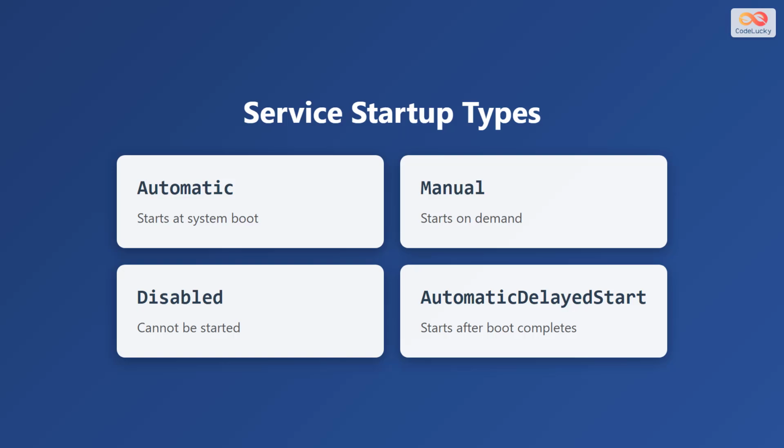Before we modify services, let's understand the four startup types available in Windows. Automatic means the service starts automatically when the system boots up. Manual means the service only starts when explicitly requested by a user or another service. Disabled means the service cannot be started at all, even manually. And automatic delayed start means the service starts automatically, but only after the system has finished booting, which helps reduce boot time congestion. Understanding these types is crucial for proper service management.